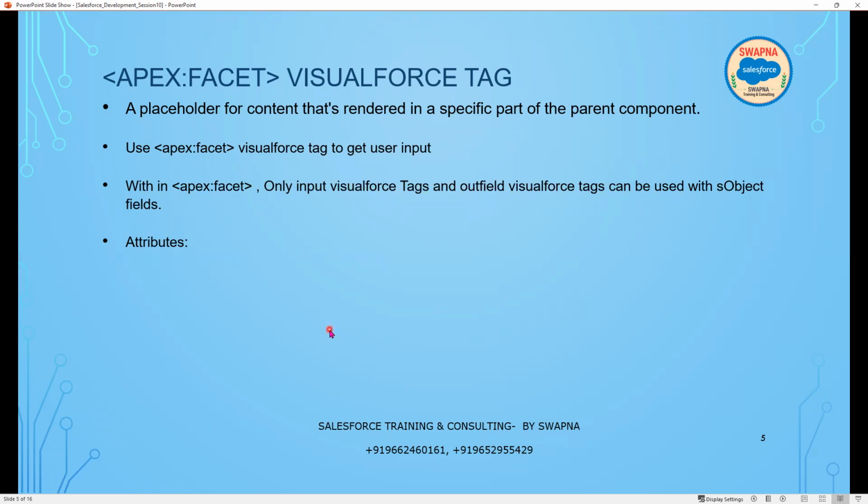Now there is only one attribute here, name equal to facet. What is the name of the facet? That name we have to display. Take a note of it, then we will implement.